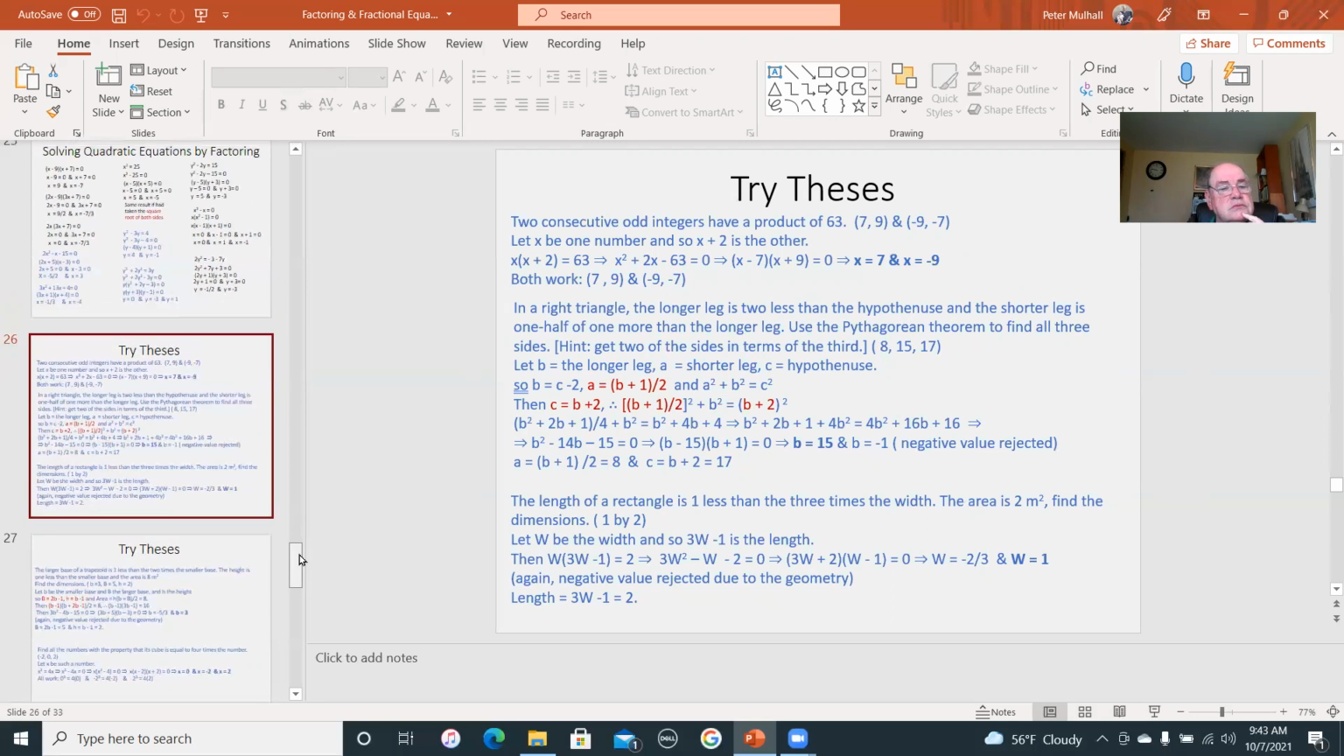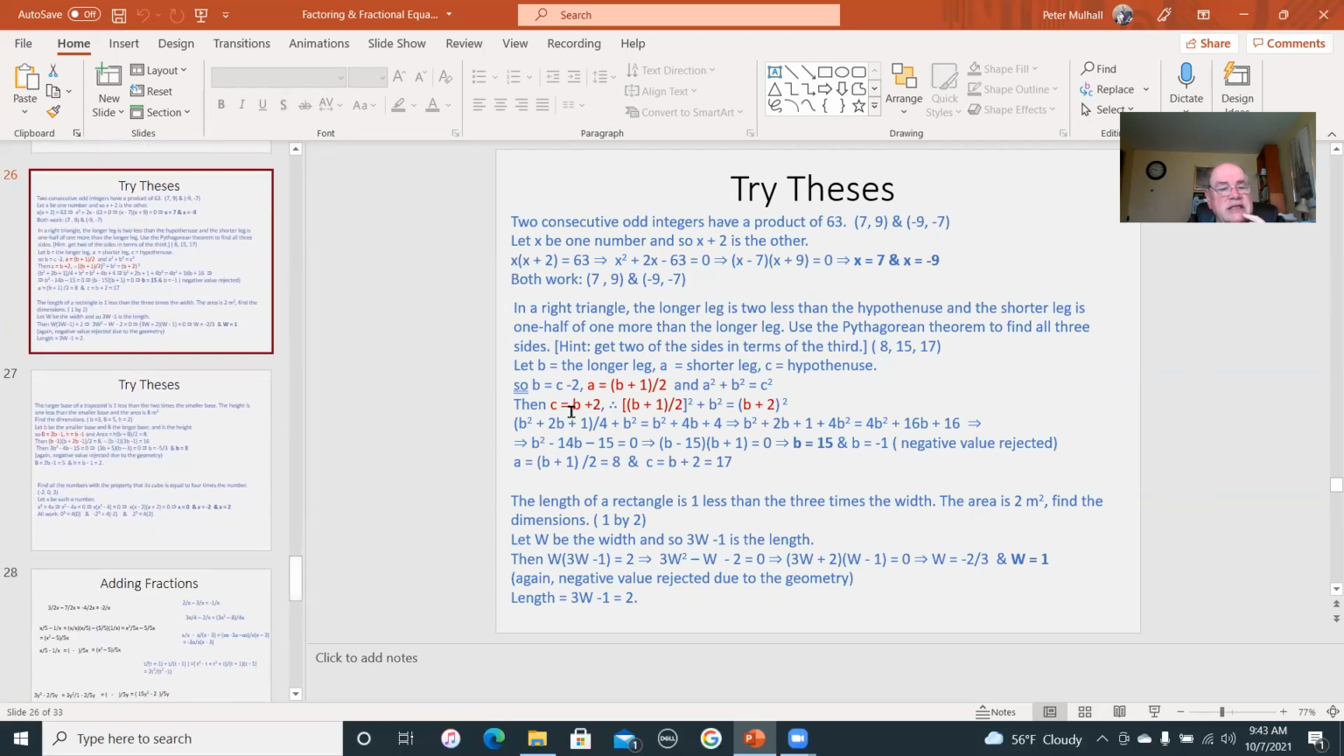Who did that? I'd like to look at the second one. The second one is a nice substitution if I can, guys. Let's look at the next one. In a right triangle, the longer leg is 2 less than the hypotenuse, and the shorter leg is 1/2 of 1 more than the longer leg. See, I'm being very diabolical here. I'm not giving you two relationships with the hypotenuse. I'm telling you one leg is related to the hypotenuse, and the second leg is related to the first leg. So I'm forcing you to do a substitution.